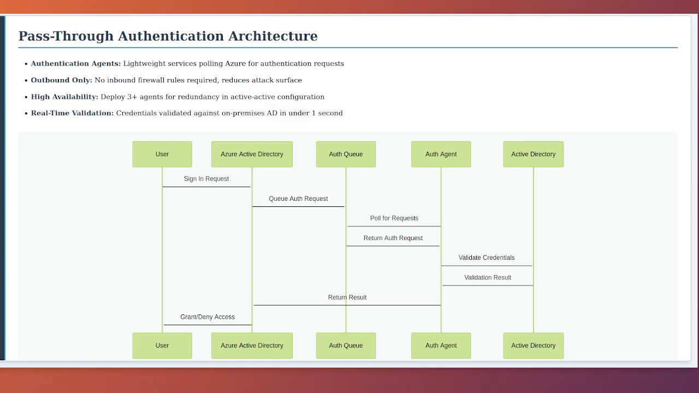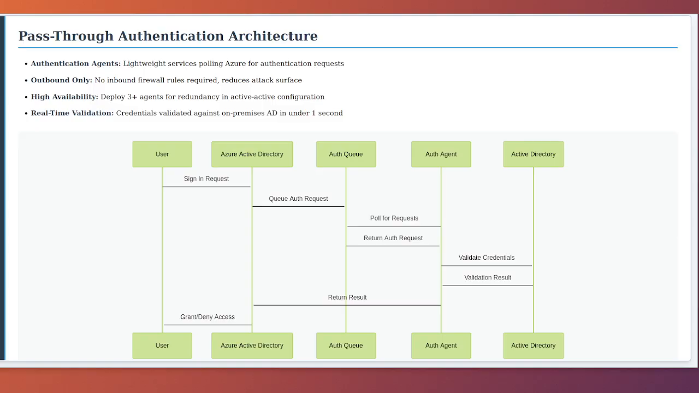When an agent retrieves a request, it extracts the username and password, validates them against the local Active Directory domain controller, and returns the result to Azure AD. The entire process typically completes in less than a second. Security is maintained through several mechanisms.